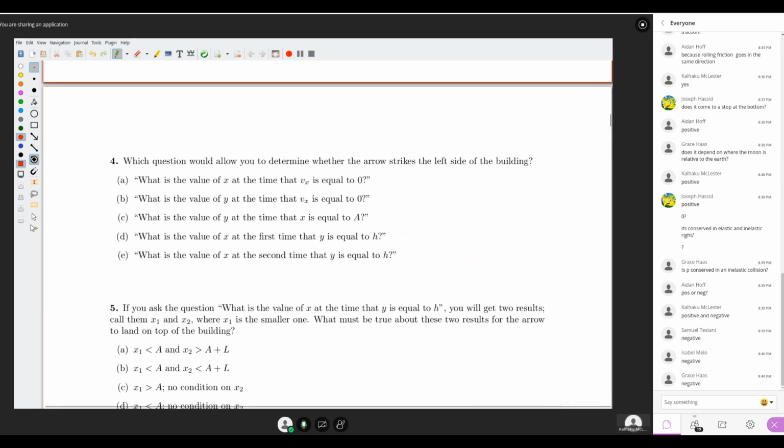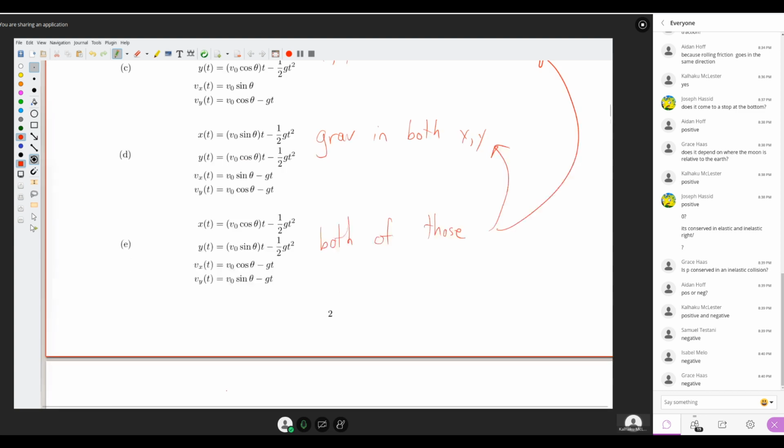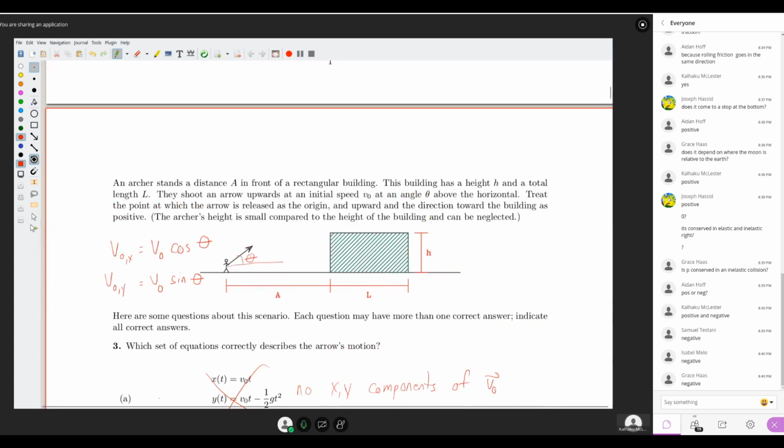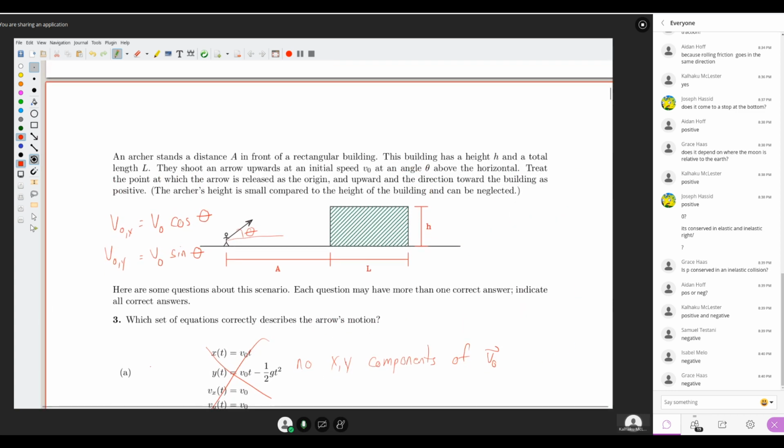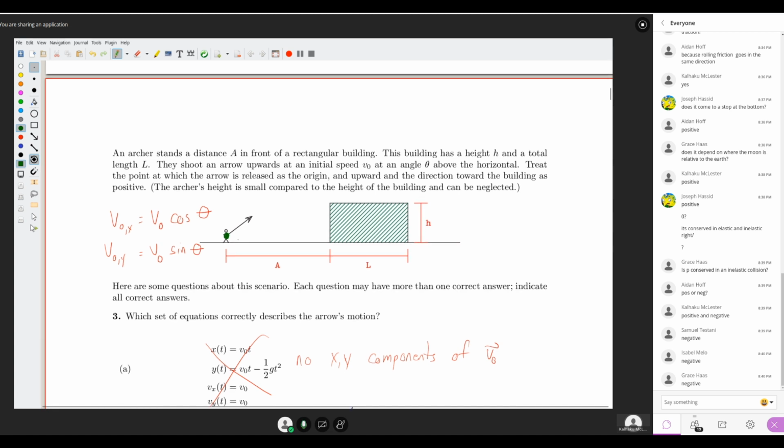So, which question would allow you to determine whether the arrow strikes the left side of the building? So here we're choosing the point where the arrow is released as the origin. And we want to know whether the arrow hits the left side of the building, like that, whether it flies over, or whether it hits the ground.